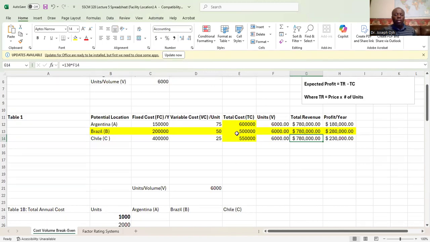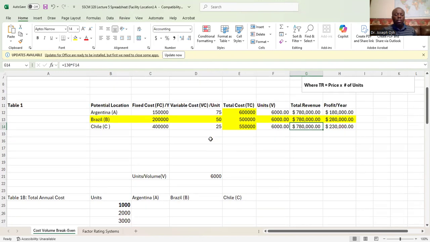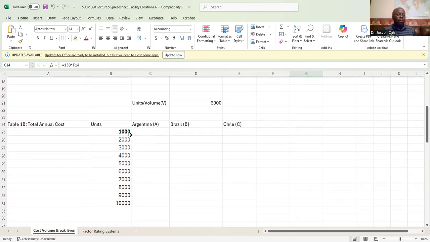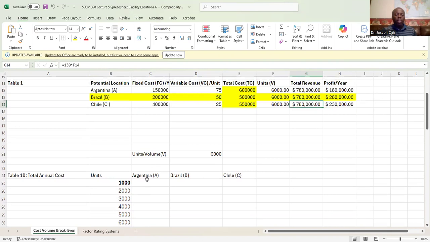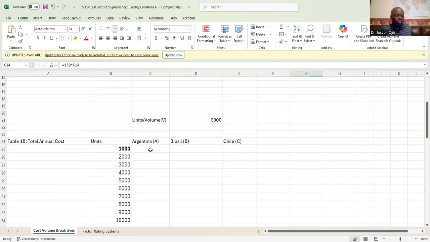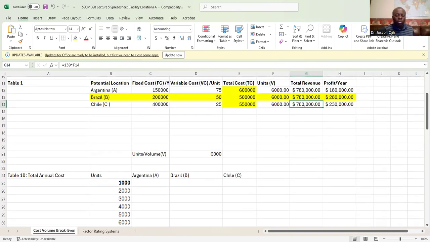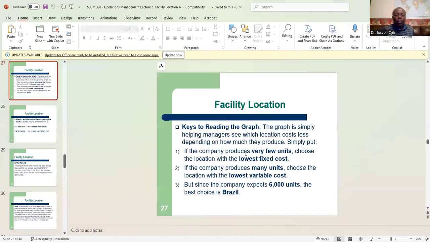So let's see Brazil. Then I'm going to choose units from 1,000 to 10,000. And for each country, I'm going to calculate the fixed cost and total annual cost, and then I'm going to draw the graph. While I'm doing it, keep this in mind: if the company produces very few units, then choose the location that has the lowest fixed cost.